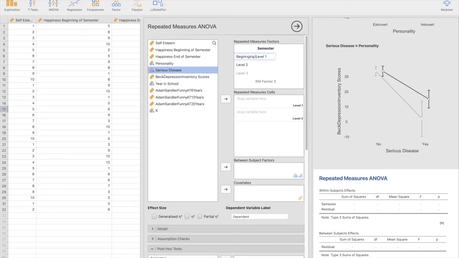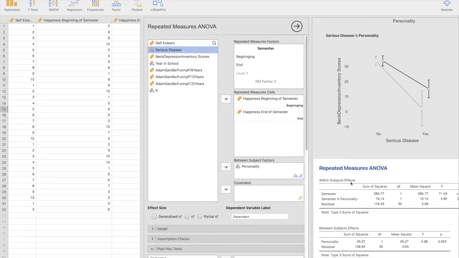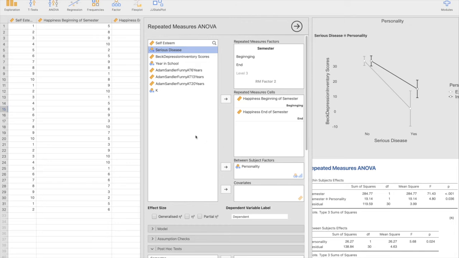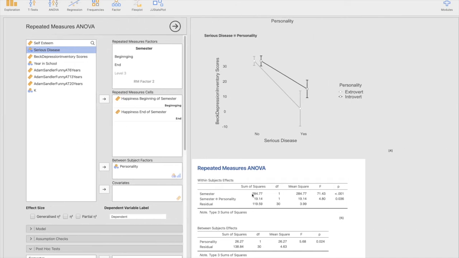beginning, end. All right. And I have a between subjects factor that was personality right here. And I'm going to go ahead and start looking at some outputs here.